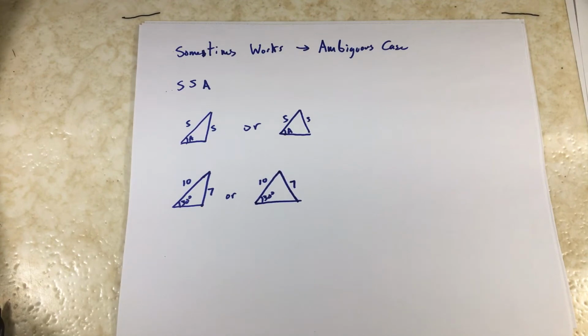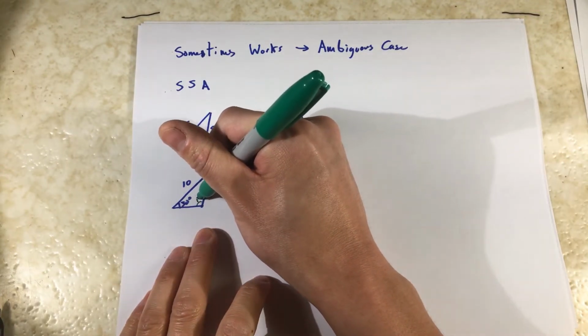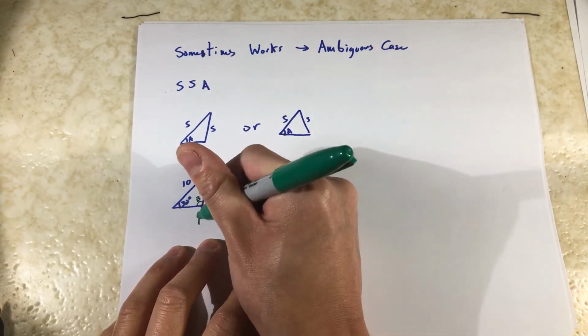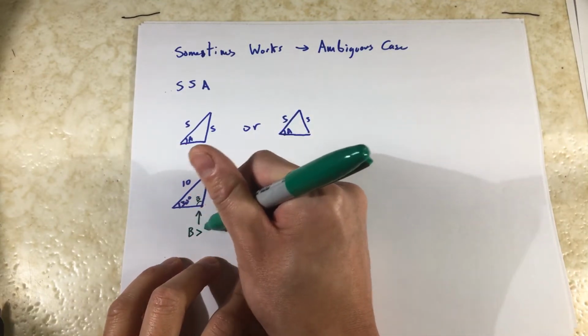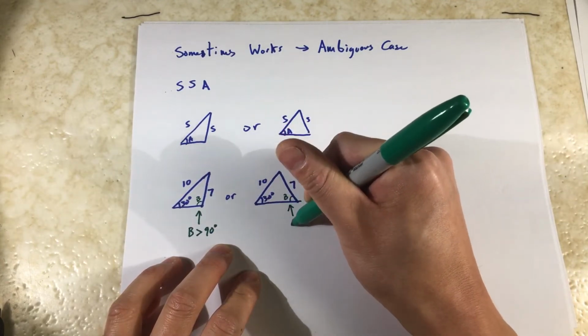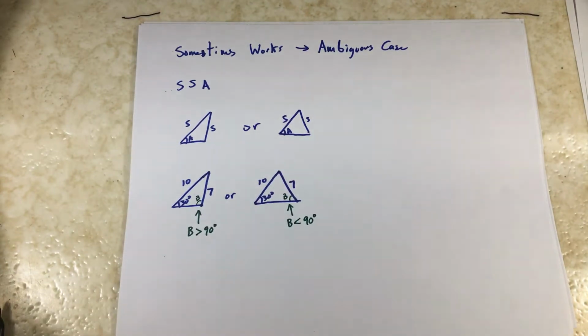So when you apply the law of sines, sometimes it's not entirely clear which triangle you're solving for. Specifically, let's say we were solving for this angle right here. Let's call this B. In this triangle, B is greater than 90 degrees, greater than the right angle, whereas here, B is less than 90 degrees. I'll show you how that works.